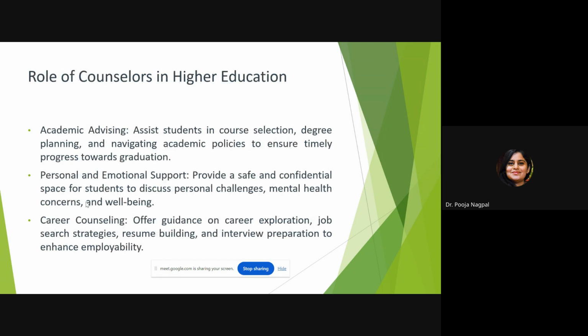So we'll now talk about counseling activities, the role of counselors in higher education. What is the first role? Academic advising, personal and emotional support, and career counseling. As we have discussed with mentors, where we are going for some academic guidance, here also there is academic advising. But there is a difference between the two approaches. Now I will tell you what the difference is.